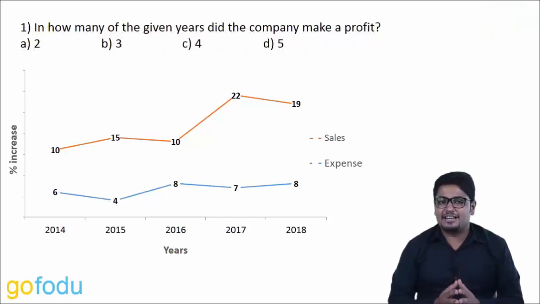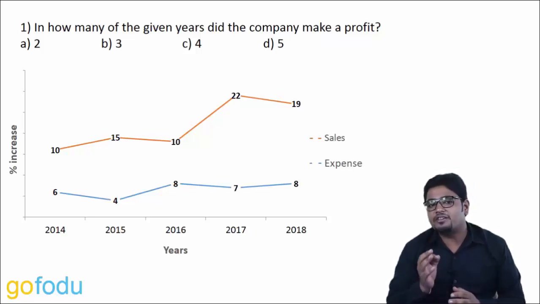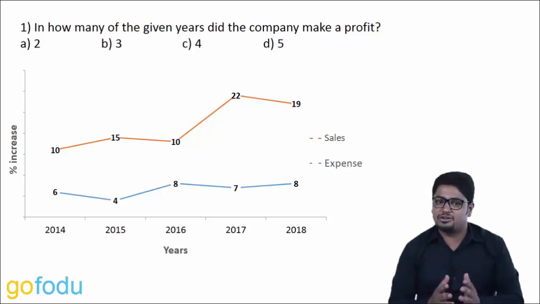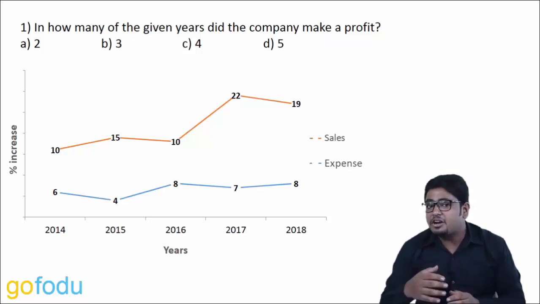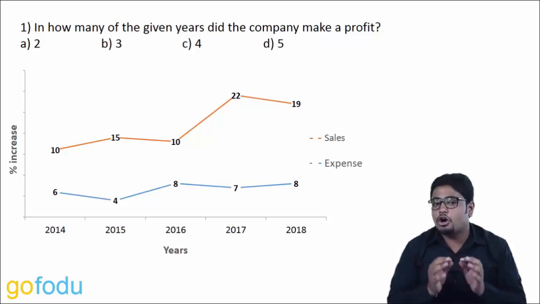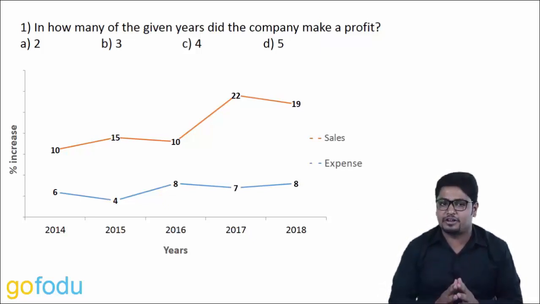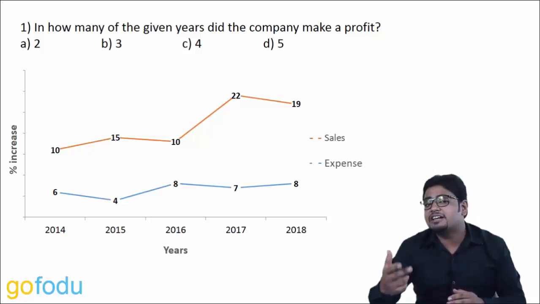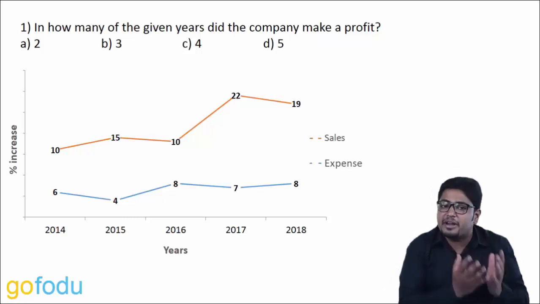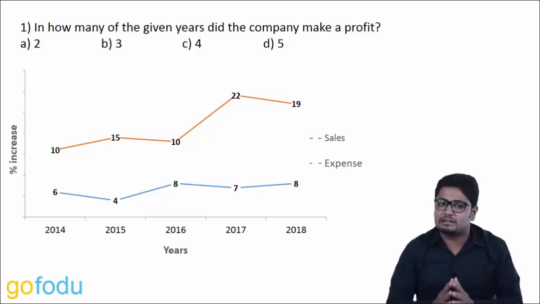First question says, in how many of the given years did the company make a profit? Profit is sales minus expense, right? But don't just go ahead and subtract sales and expenses, because these are not the actual figures. These are the percentage increase. These are growth rates.